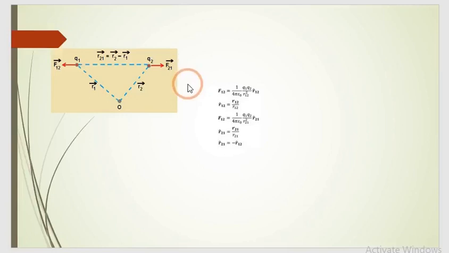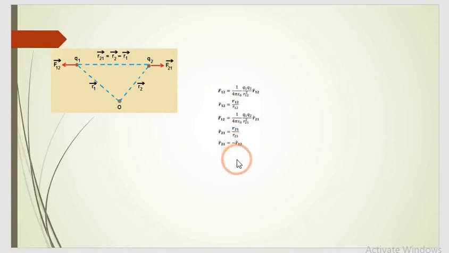where r cap 21 and r cap 12 are oppositely directed unit vectors. So r cap 12 is equal to minus r cap 21. These two charges experience forces of equal magnitude and opposite direction.